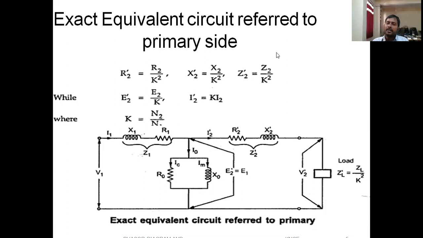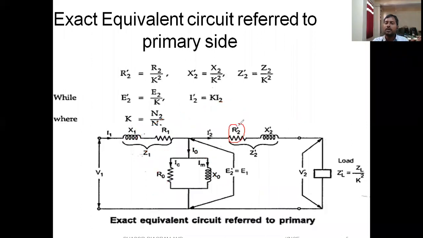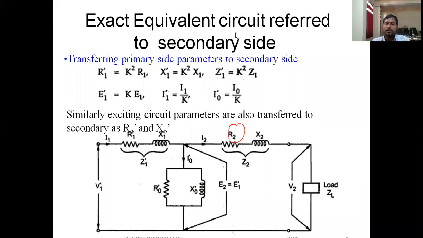Similarly, you can write the exact equivalent circuit referred to secondary. You need to change X1 to X1 dash, R1 to R1 dash, Z1 to Z1 dash, R0 to R0 dash, X0 to X0 dash, I0 to I0 dash. These are the terms you need to change. Remaining everything will be similar, but this will remain the same. R2 remains R2. So I will show that. This is the equivalent circuit referred to secondary.